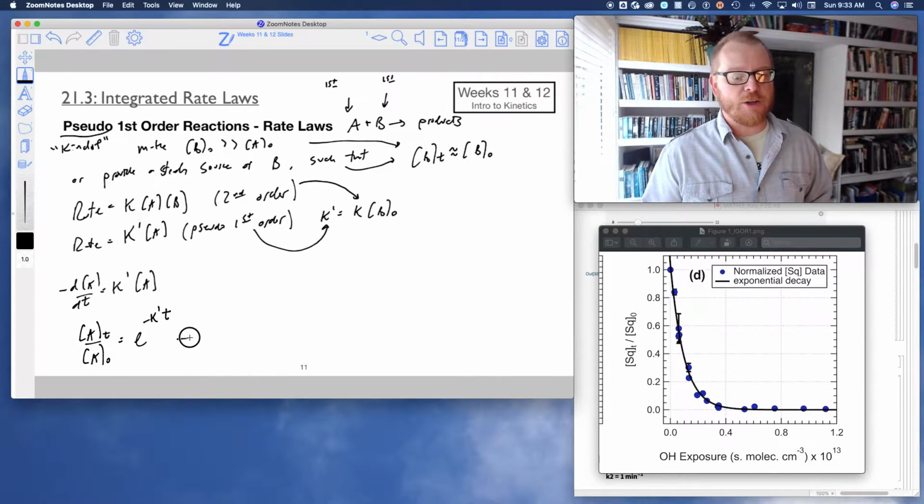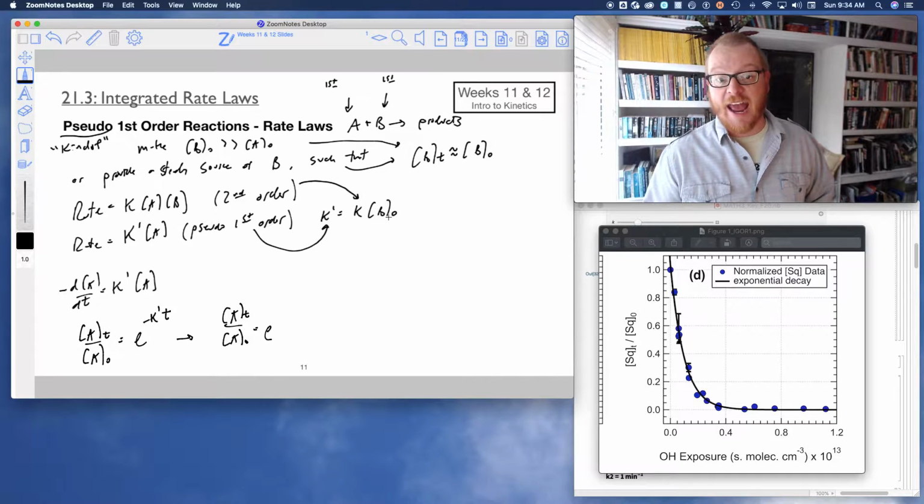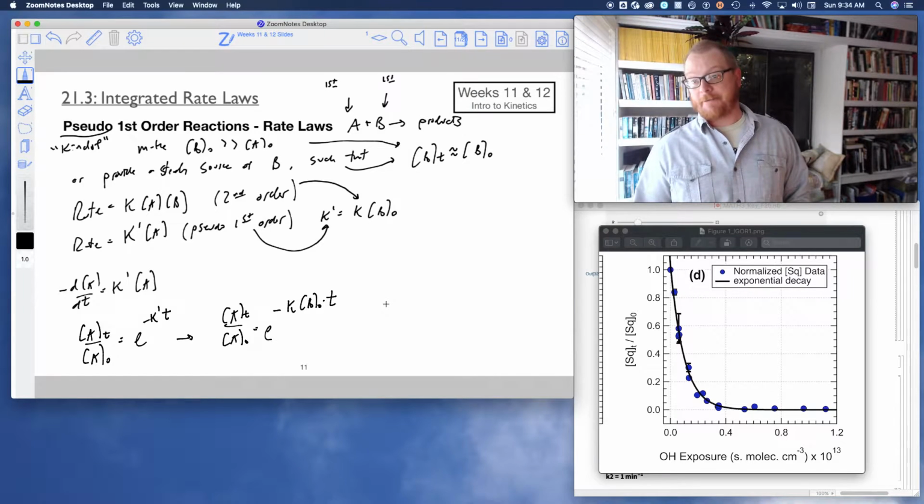Well, I'll remind you here. Let's expand on this. Okay, A prime at time t over A0 equals e to the minus K prime t. So we said that K prime is K times this B. So let's fill that in. Let's actually go ahead and write this as K times B0 times t.